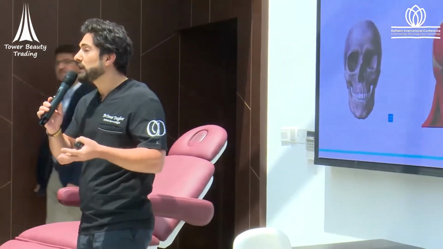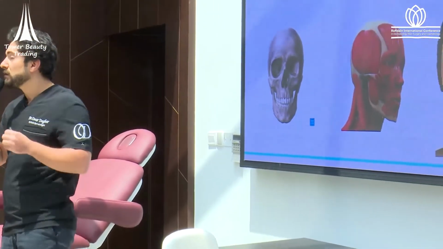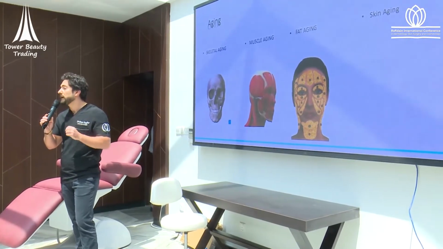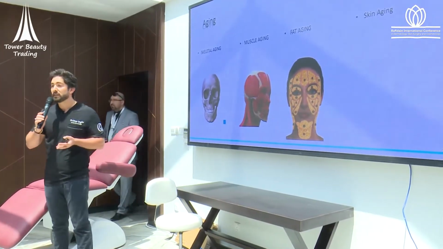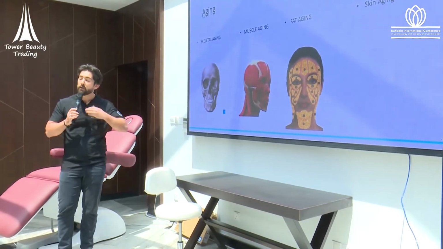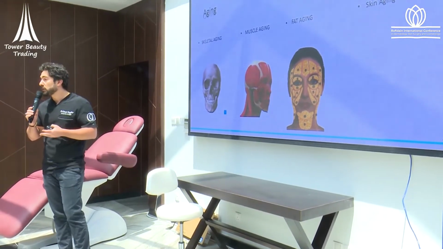Also, the same thing with the lower third of the face. The angle of the mandible, also, with time, it loses the sharp angle of the mandible. So this one also affects the jowl. So the aging process affects all the layers overlying the bone.